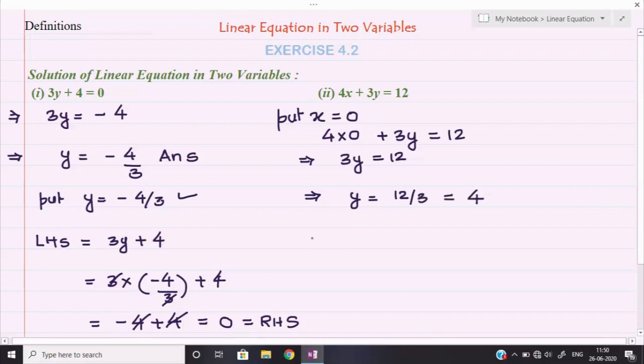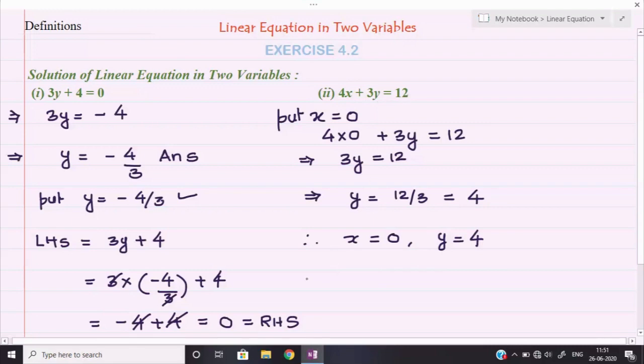Now you see what values of x and y I got here. x I have taken 0, then I got y is equal to 4. Now if I put these two values in the equation, on the left hand side, do I get the right hand side?